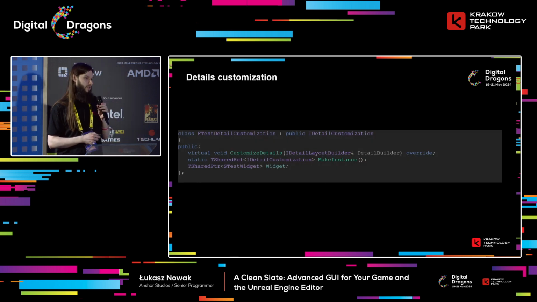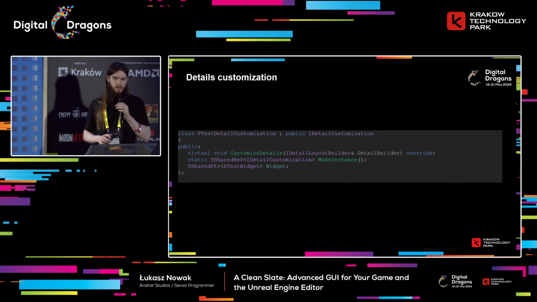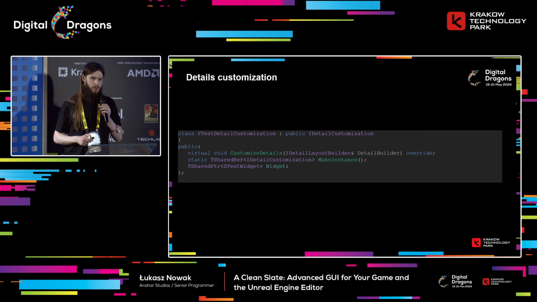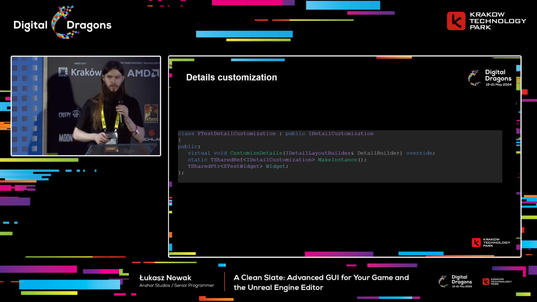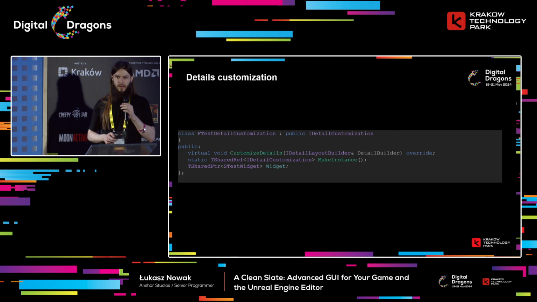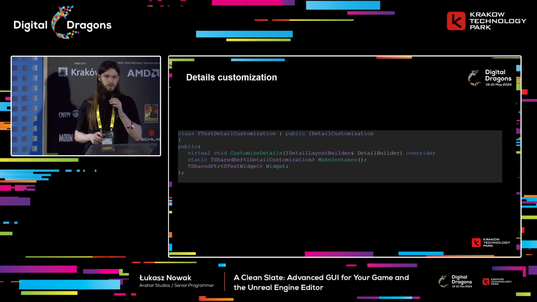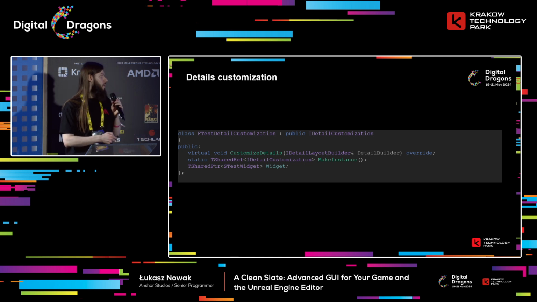In my opinion, it is to have your custom category in detail customization, because every asset that is editable has something called detail customization. It's an interface that creates all of the editable options in the editor. So, for example, blueprint, or a behavior tree, or state machine, or animation. All of these details panels derive from this single interface. So we can really create our own. It's only those two functions you need to worry about.